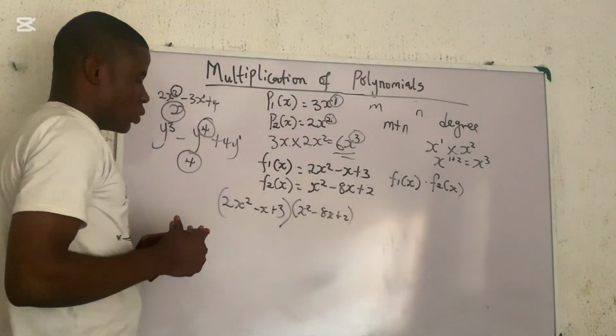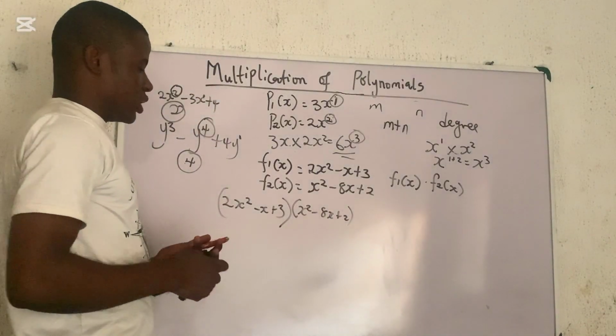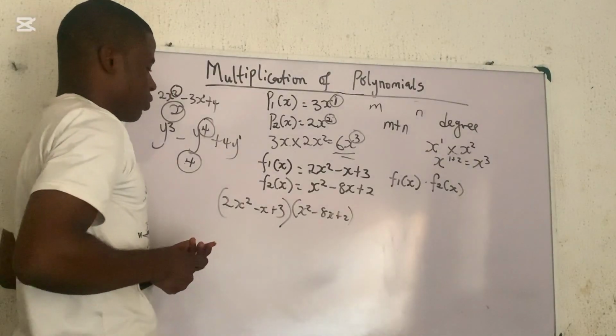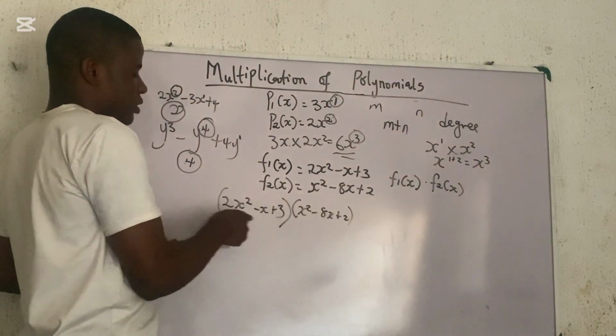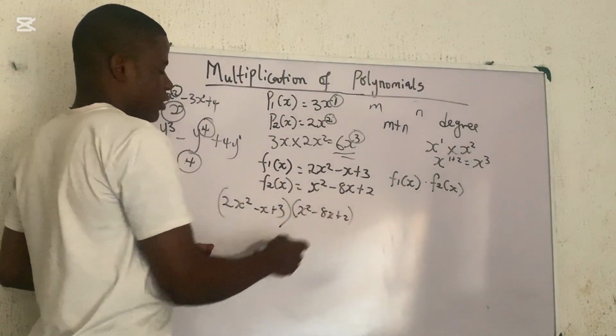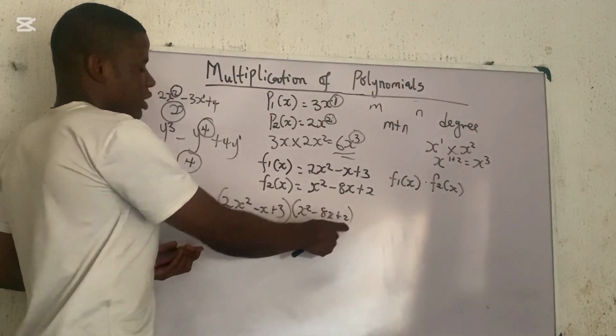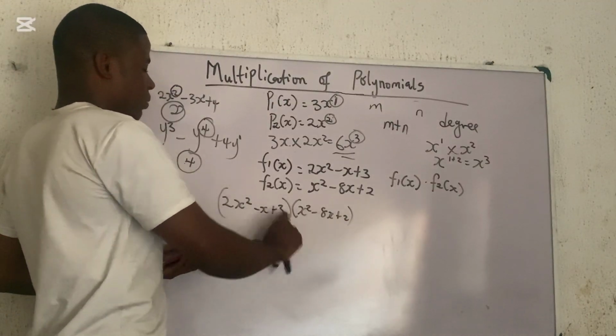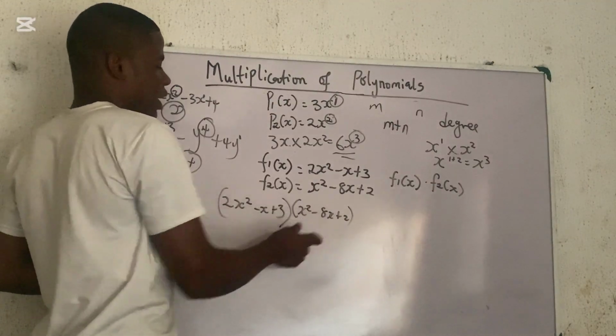So this is just opening of brackets. Here, that's what we are going to do. It's very simple. We use each and every one of the terms here to multiply everything here. So I'll use 2x squared, multiply everything. I'll use minus x, multiply everything. I'll lastly use plus 3, multiply everything.